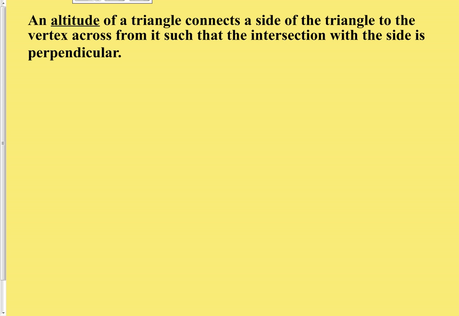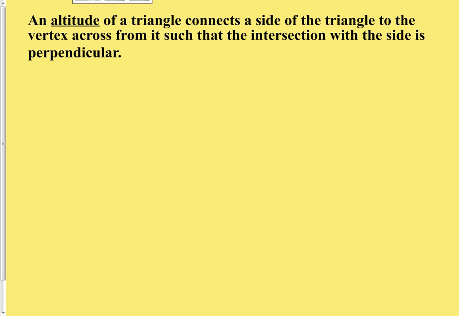First new structure that we have is called an altitude. You have undoubtedly heard the word altitude before, and it means something quite similar in geometry as it does in the English language, although you may have to adjust slightly. An altitude of a triangle connects a side of the triangle to the vertex that is across from it, such that the intersection with the side is perpendicular.